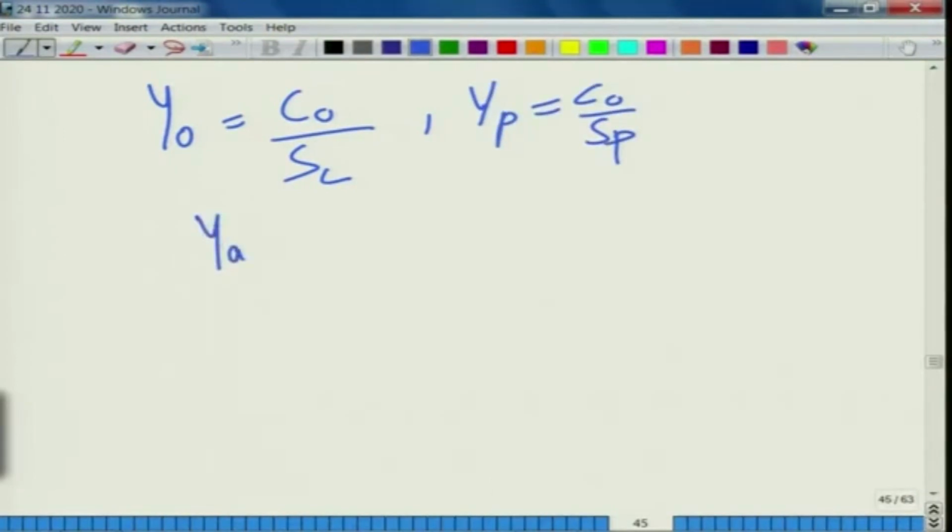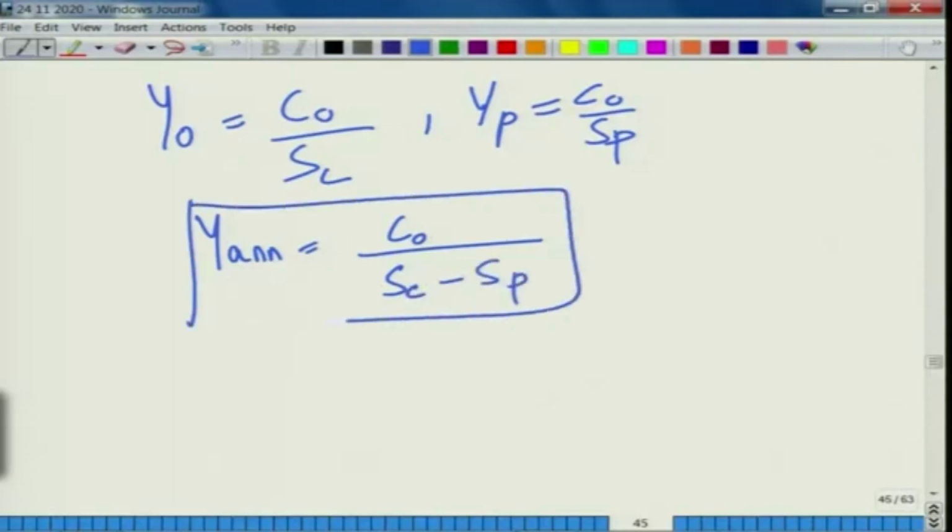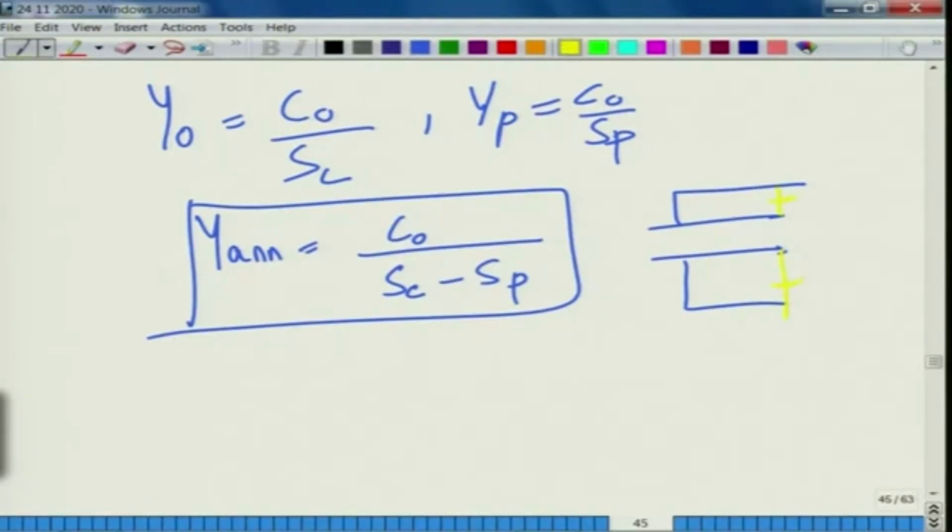So, what is the characteristic frequency of the annular cavity? It is C naught divided by S c minus S p. So, we will keep these relations aside, that is to say if you have extensions like this. So, what is the characteristic impedance of this annular section? Okay. So, what is the characteristic impedance?